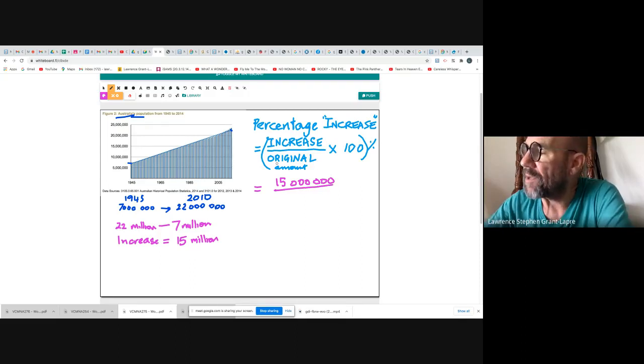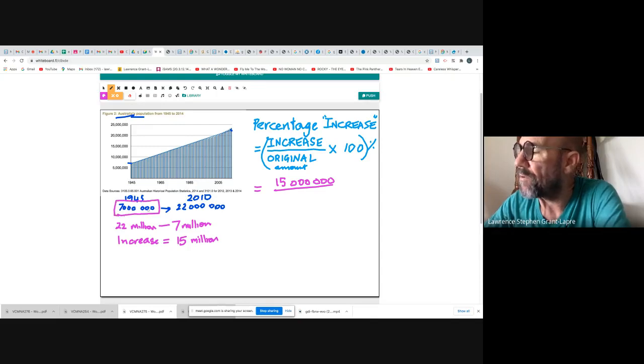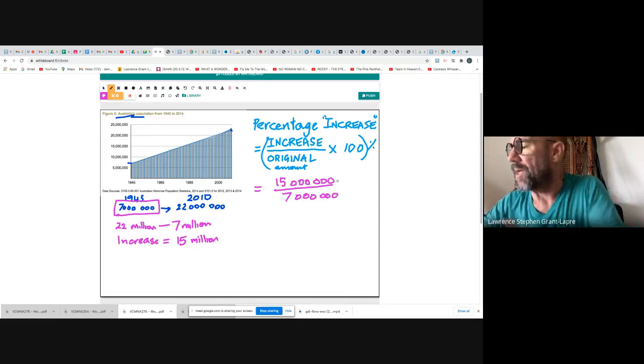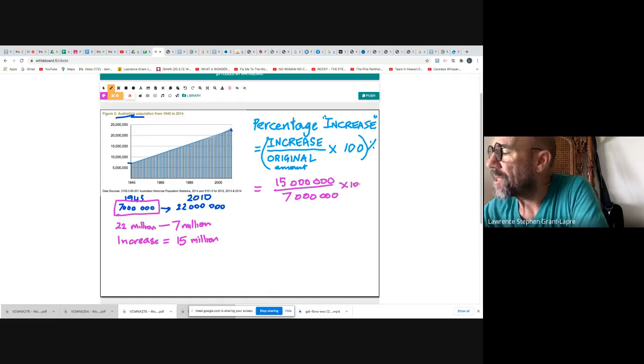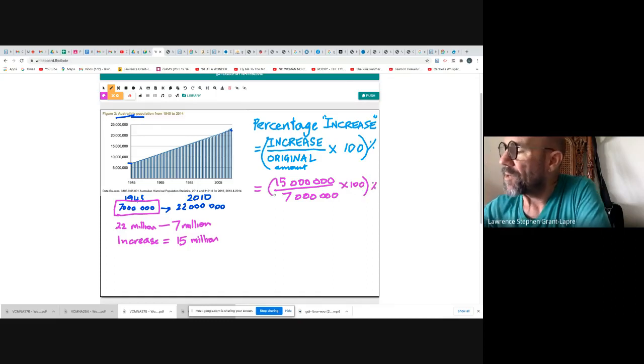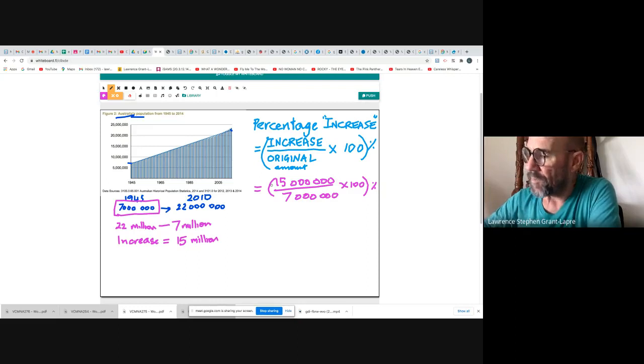What was the original amount? The original amount is this number here. The original amount was what it was before it changed. So we take 15 million divided by 7 million, and to turn it into a percentage, we times it by 100%. Just don't multiply by the percent, just times it by 100 because the percent then stays in the answer. By the way, 100% is the number 1. All you're doing is multiplying it by 1. You're not multiplying it by 100 at all. Divided by 7 million.